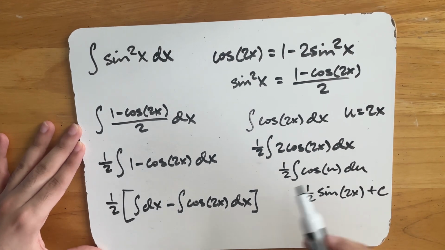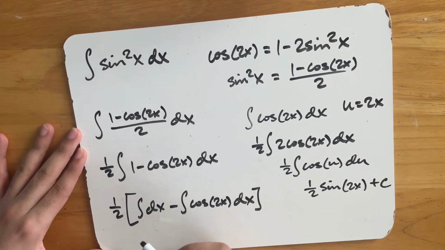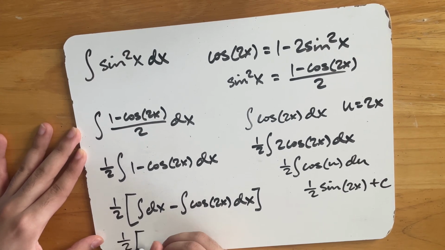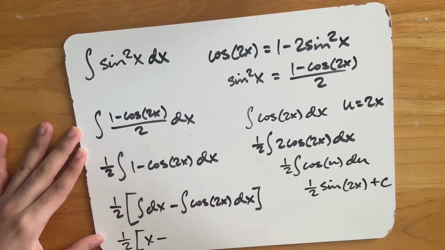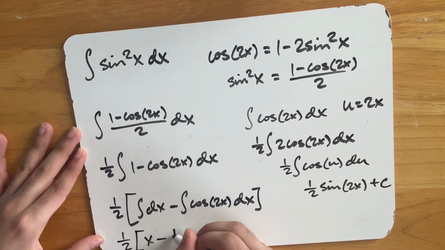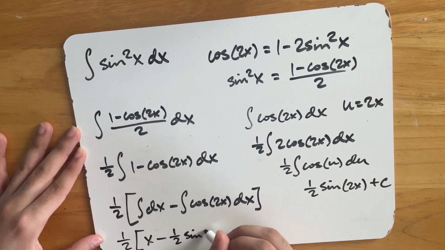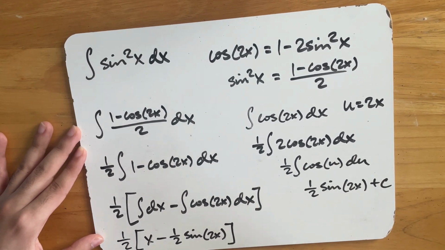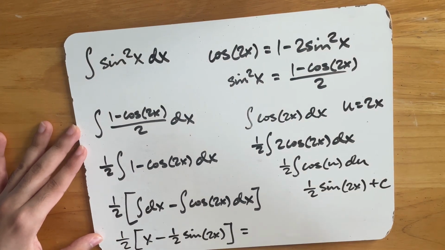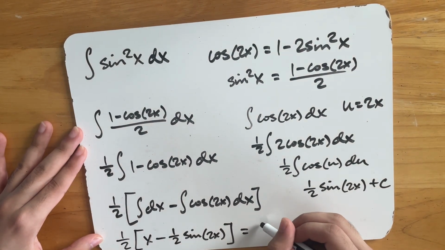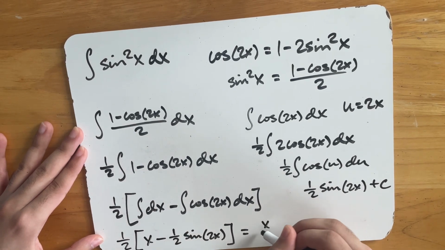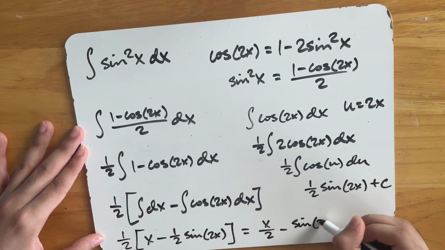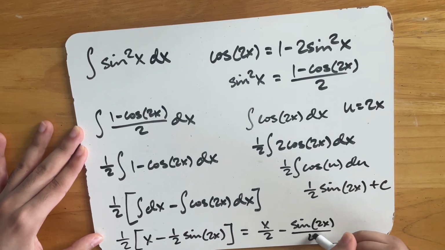So let's see here. We know integral of cosine 2x, right? So we'll plug that into here. So far we have 1/2 integral dx, that's just x, minus integral cosine 2x, that's 1/2 sine 2x. I'll leave off the plus c for now. We'll add it on at the end, right? And now we'll just simplify and we'll be done. So distribute the 1/2. So our final answer is going to be x over 2 minus sine 2x over 4.